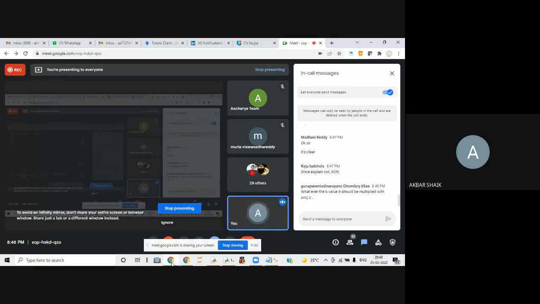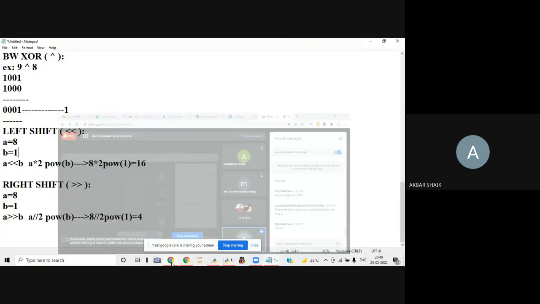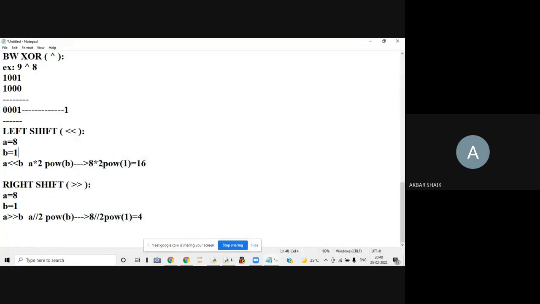Whatever the b value, it should be multiplied with 2 to the power, not with only 2. Here I have written clearly 2 to the power. Here b value is 2 means we multiply with 2 to the power of 2. If b value is 3 means 2 to the power 3, like that. Here also same.